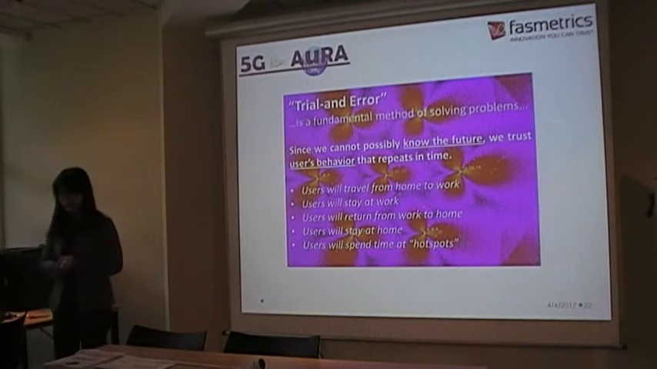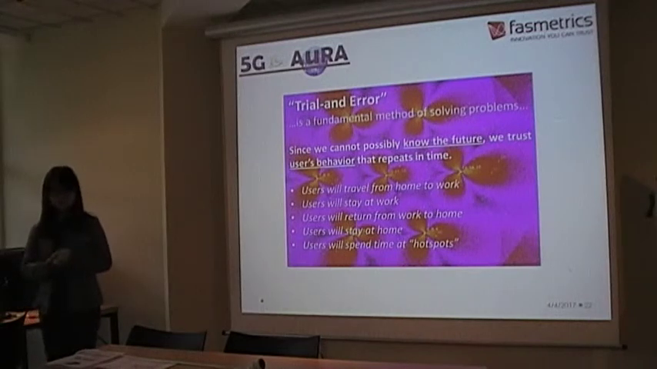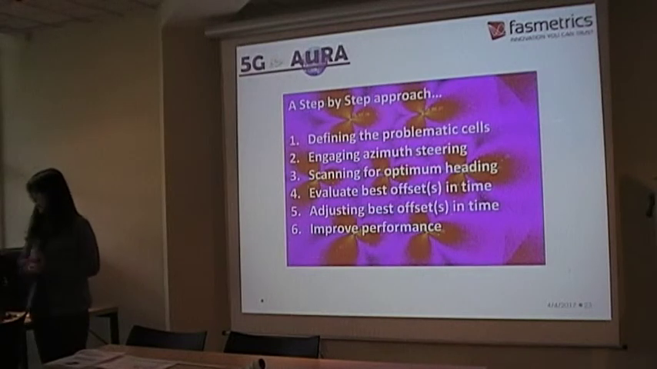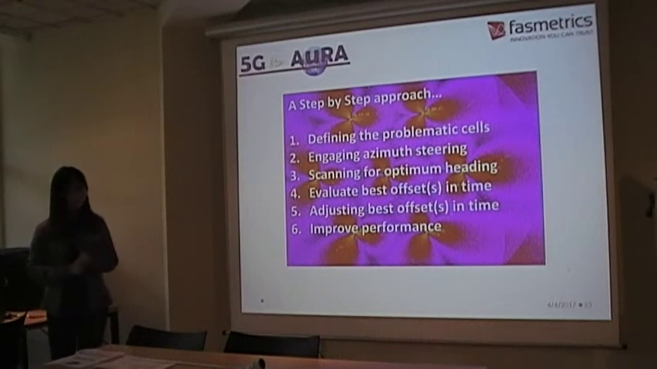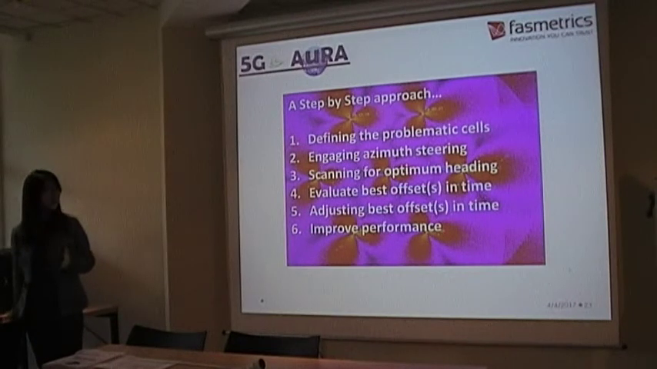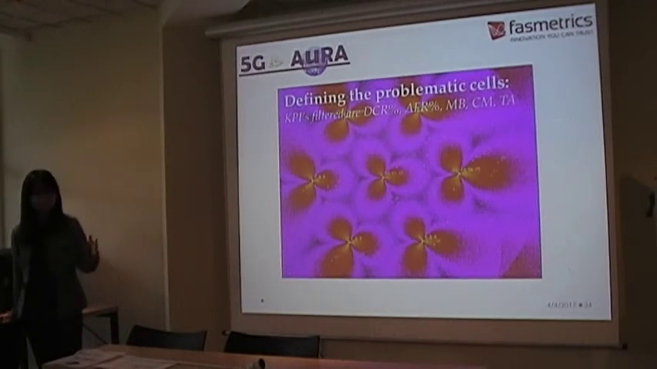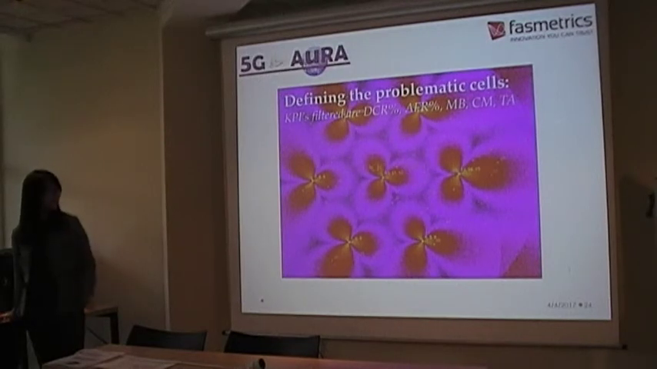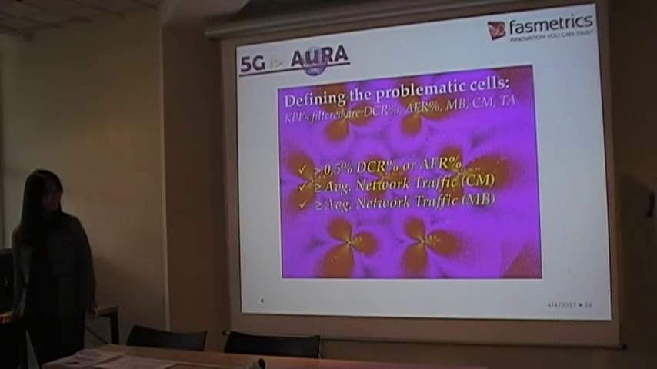So here, we use trial and error, the fundamental method, to solve real problems in the network system. And we do this method by the following steps. First, we need to define the problematic cells in the cluster. And in order to define the problematic cells in the cluster, we need to use some key performance indicators to filter them and identify which are problematic cells, based on drop call rate, access fail rate, the data traffic, voice traffic, or cell radius. And we base it on some criteria to identify them.